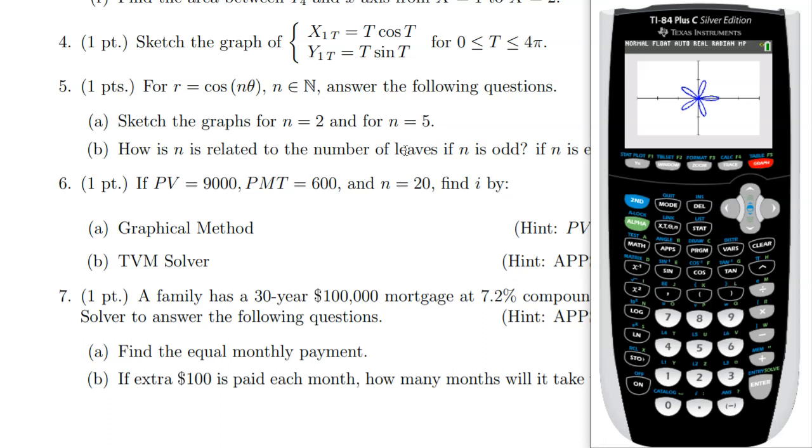Looking at that, how is n related to the number of leaves if n is odd, or if n is even? You can see that when n is even, like 2, we get twice as many leaves. For example, if you do 4, we expect 8 leaves. So let's try that. We change it to 4, then graph. We should see 8 leaves.